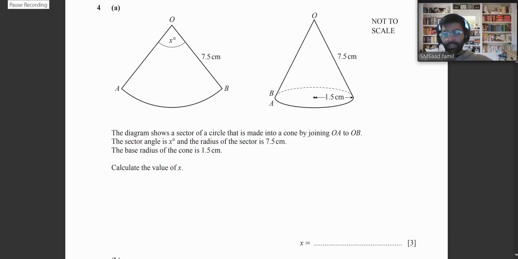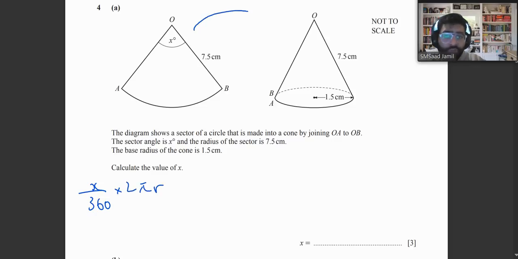So look guys, in this question, what you need to understand is that for x, you will use the formula of the perimeter of a sector. The perimeter of the sector is x upon 360 multiplied by 2 pi r. Now look guys, both of these shapes are actually the same. So it means that the perimeters of both the shapes would be the same as well. So this is equivalent to 2 pi r. So 2 pi and 2 pi will be cancelled out.